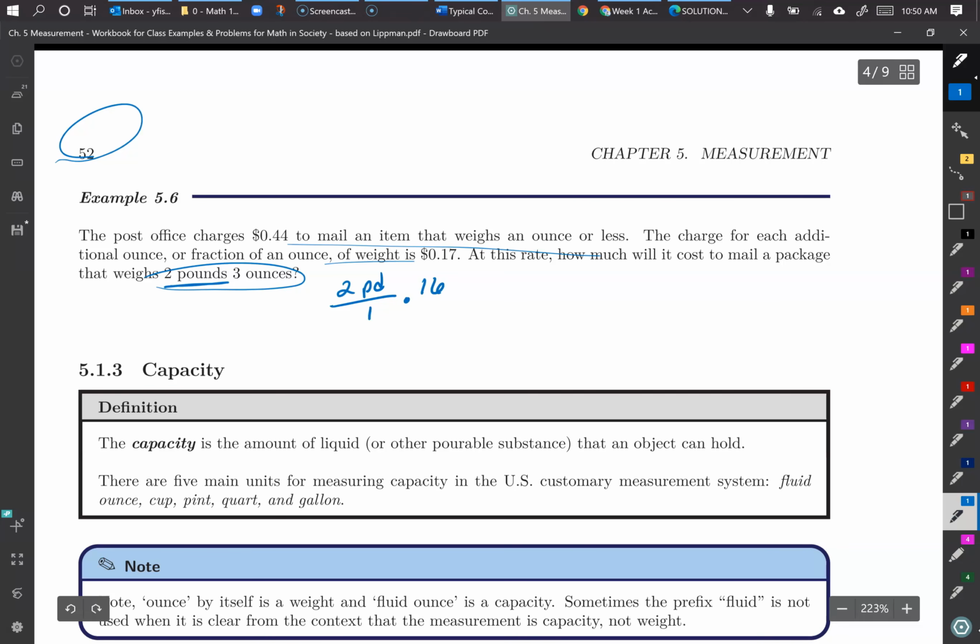This is a multi-step problem, so you can think of it that way. If you can just jump right here to 32 ounces, but then don't forget to add on the other 3 ounces here. So altogether, our package is 35 ounces total.